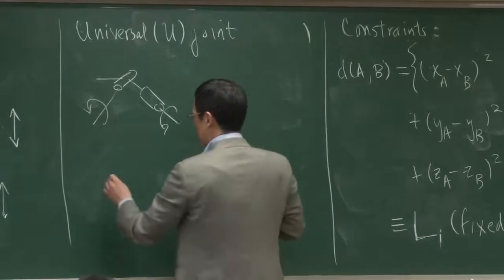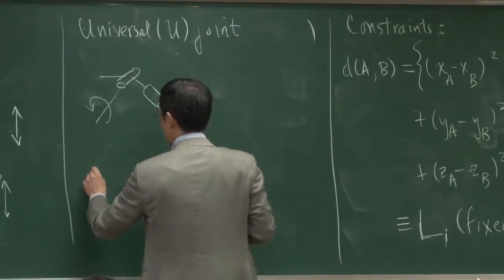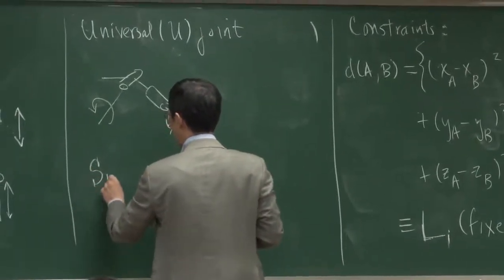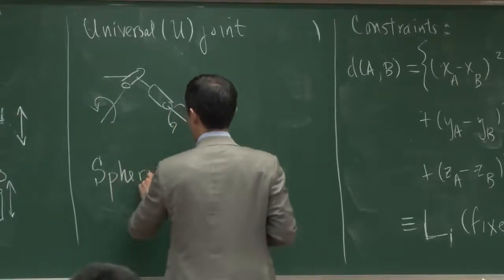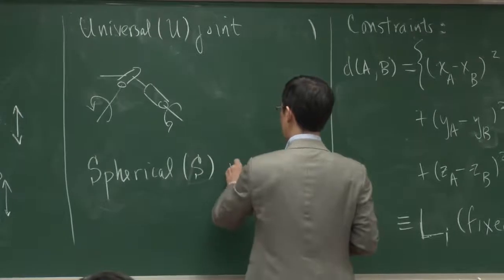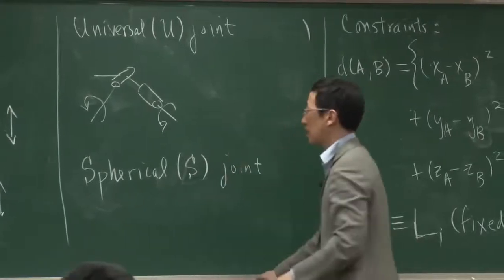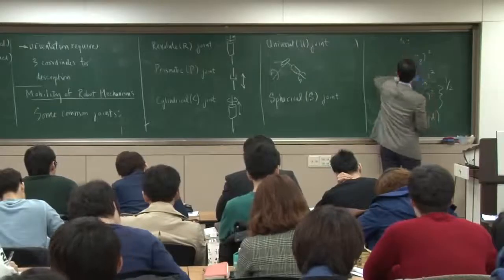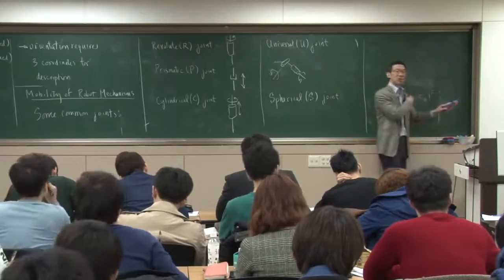There's one other joint that's actually quite common, especially in closed chain parallel robots. It's called a spherical joint. Let's use the letter S. Now the spherical joint is basically our shoulder joint.